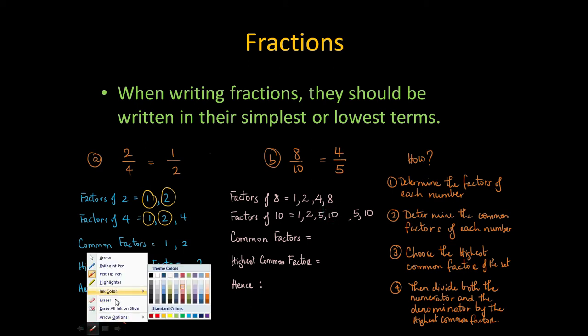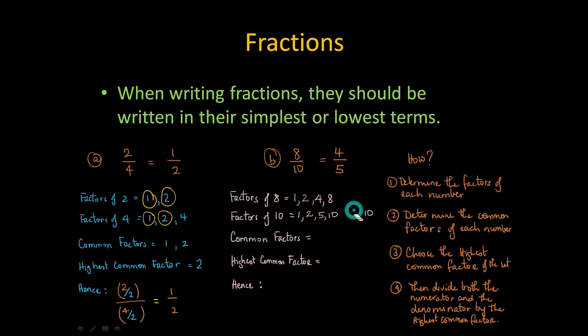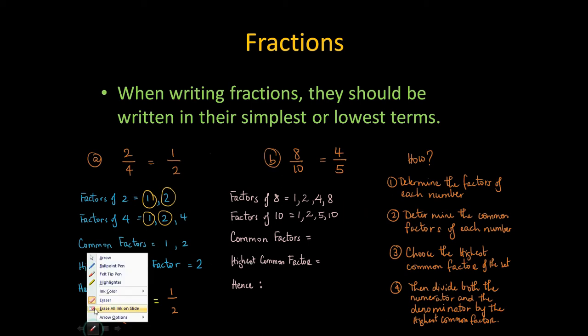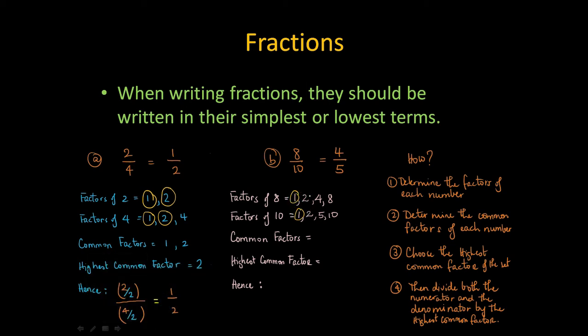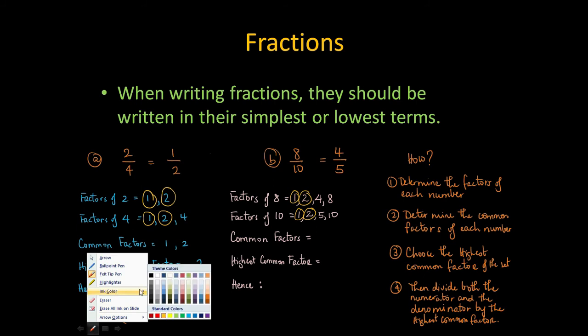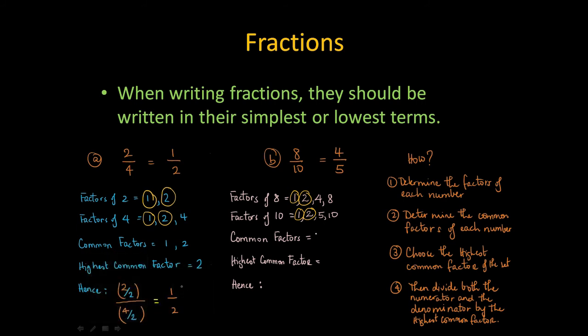Nothing else can give you 10. 6 times something, no. 7 times something, no. 8 times something, no. So we are done, and we're closing these gaps up. Now, if you look at it, you can pick the common factors, and that would be 1 and 2. We can write the common factors here. We have 1 and 2 as common factors, and the highest common factor is therefore 2.